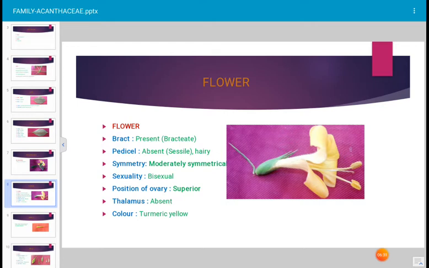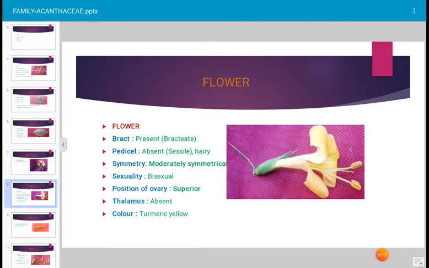And symmetry: whether the flower is symmetrical or not. If it is symmetrical, it is described as actinomorphic. If it is not symmetrical, then it is described as zygomorphic. Here the flower is moderately symmetrical. Okay. Next heading, sexuality. When the flower consists of androecium as well as gynoecium, such a flower is described as bisexual, or it is also called a hermaphrodite flower.